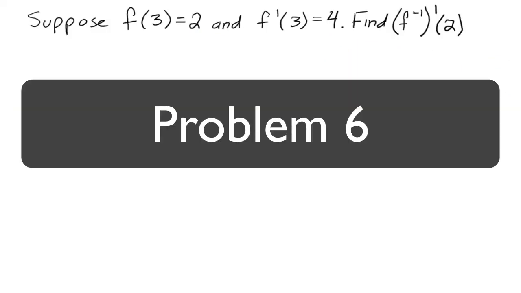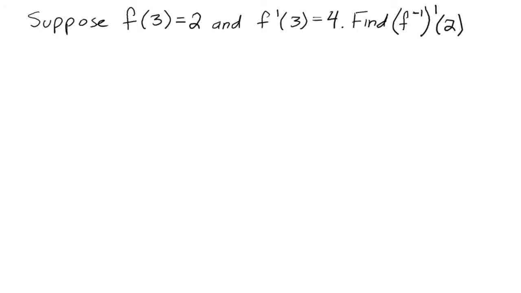Okay, so here we have some information about a function. We don't have an actual function itself, but we know that f of 3 is equal to 2, and f prime of 3 is equal to 4. So we have the value of a function at a point, and then the value of its derivative. Now, what this is asking me for is the derivative of the inverse at 2. So I need to find the derivative of the inverse without actually having the actual function itself.